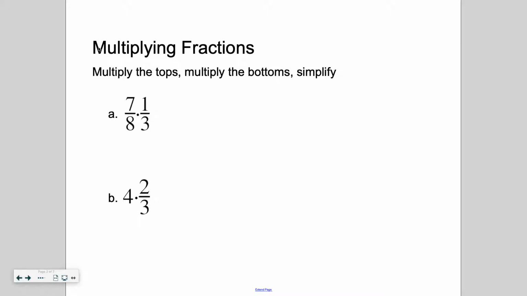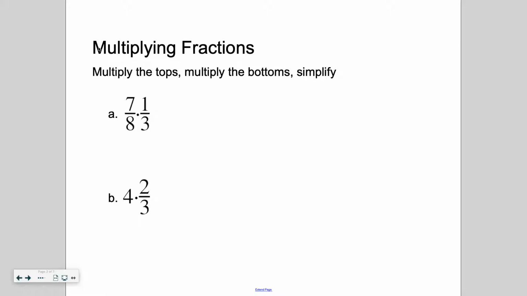Okay, so the first thing we're going to talk about in the summer packet is multiplying fractions. When you multiply fractions, the rule is that you multiply the tops, you multiply the bottoms, and then you simplify if you can. I have a problem there for you: 7 over 8 times 1 over 3.